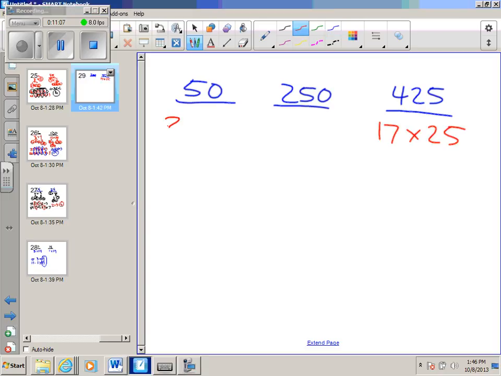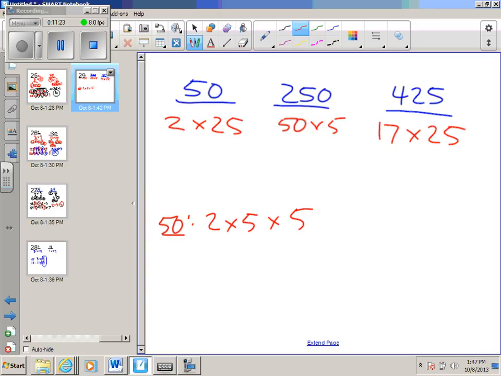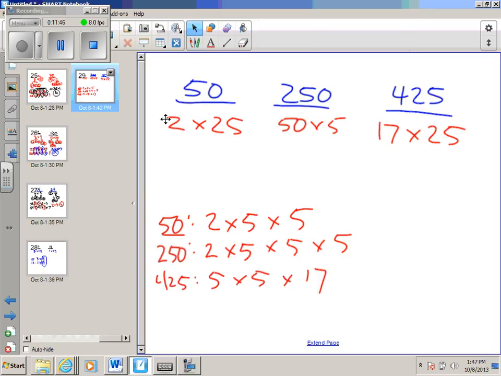50. If we're thinking 2 times 25, then for 50 we're thinking 2 times 5 times 5. Now, 50 times 5 is 250. Well, if this is the prime factorization for 50, I'll just need to add another 5 to it, right? So we should have, what? 2 times 5 times 5 times 5. 425. 5 times 5 times 17.